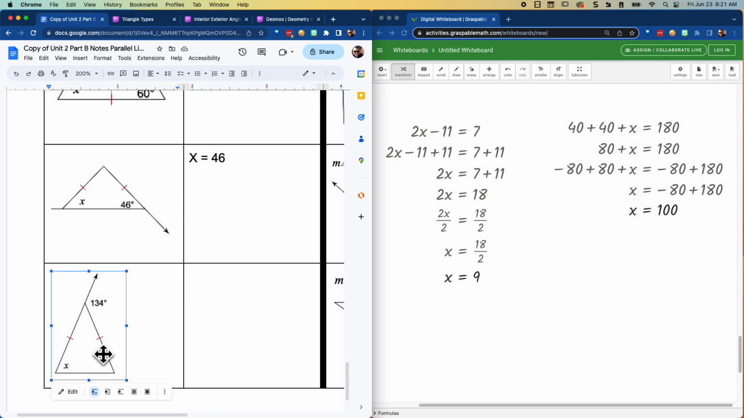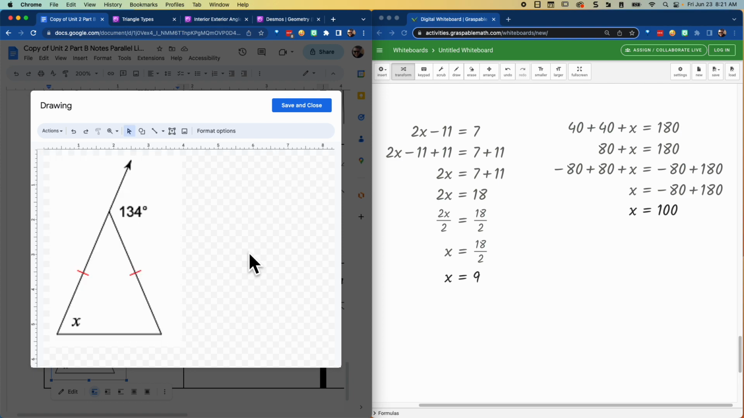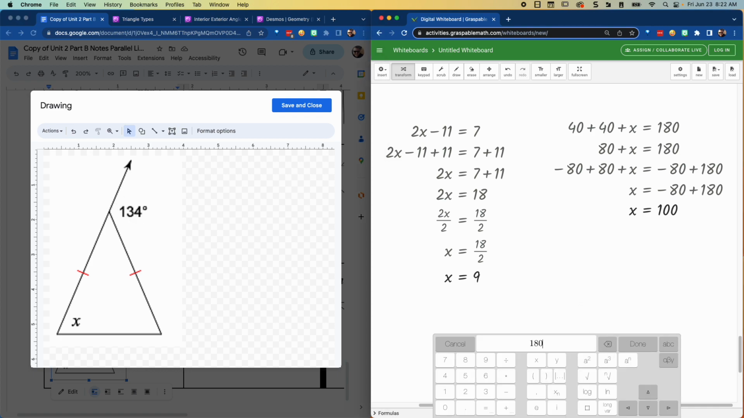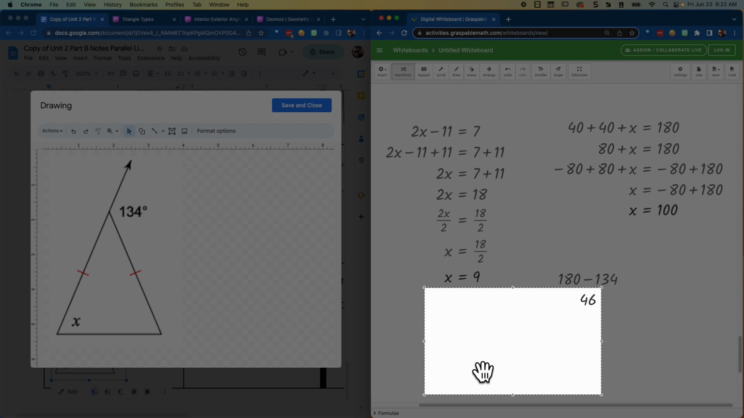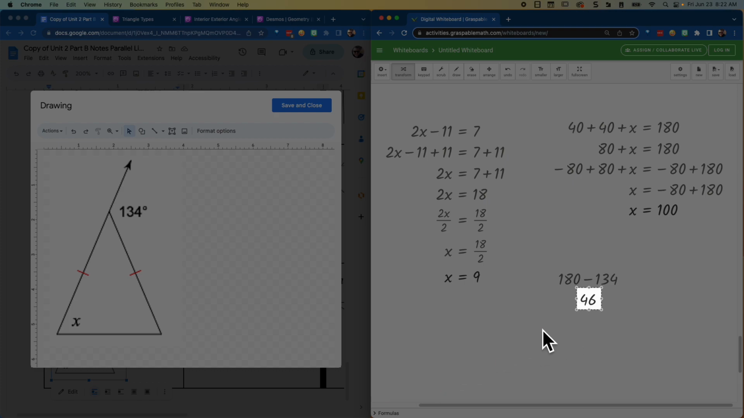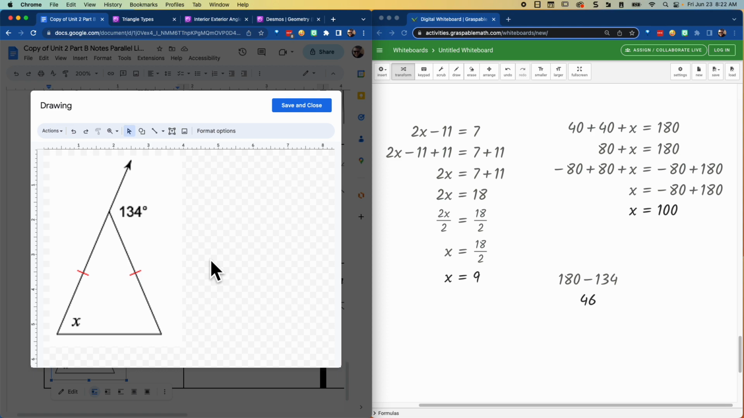All right, let's take a look at this one because this one has a few things going on. I noticed that there's 134 there, and I notice that I have an x here. I could say 180 minus 134, and that's going to give me 46. I'll just copy and paste this 46 right into this picture. So that is 46 because those two angles add up to 180.